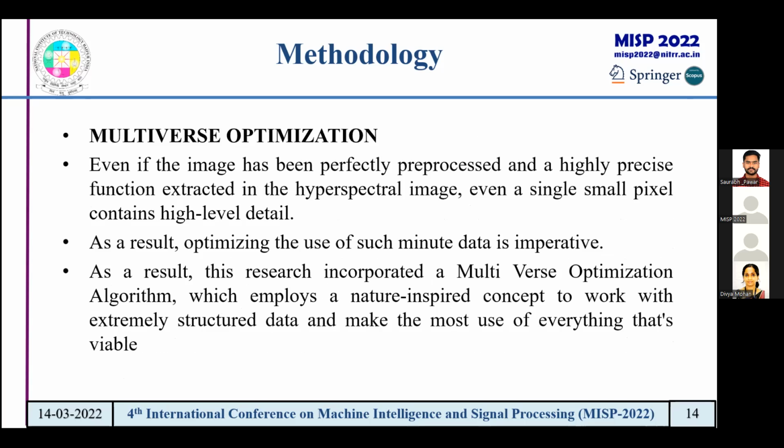Even if the image has been perfectly pre-processed, because we have done many processes for exactly identifying the end members, and even though all these steps have been done, a single small pixel in a hyperspectral image contains a high level of detail. As a result, here comes the need for optimization. So this research incorporated a multiverse optimization algorithm. This employs a nature-inspired concept to work with extremely structured data and to make the best of everything that is viable. This is the final step I do to identify the vegetation part in the hyperspectral image.